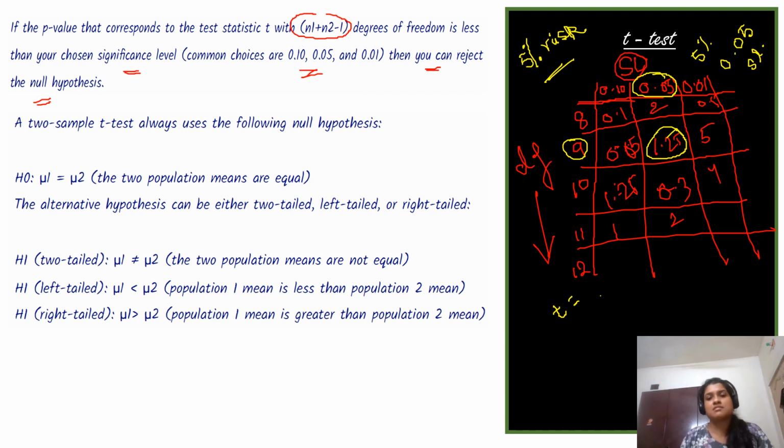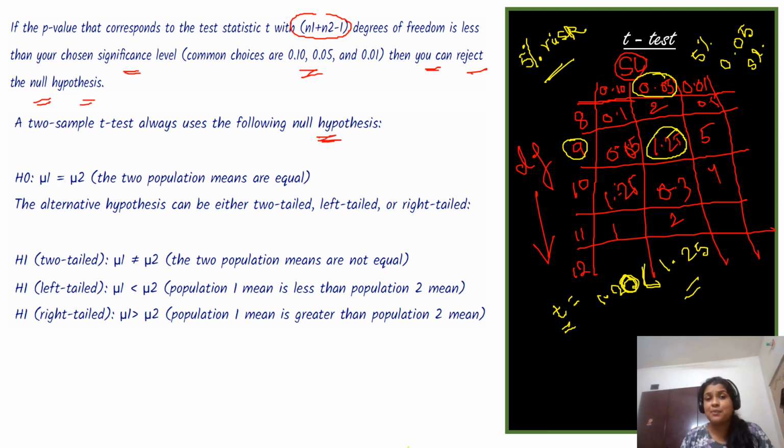Now let us assume our T value is, for example, 1.25. Our T value is 1.25. Let us think as 1.20. So this is less than 1.25. Now what is written? If it is less than the chosen significance level, then you can reject the null hypothesis.